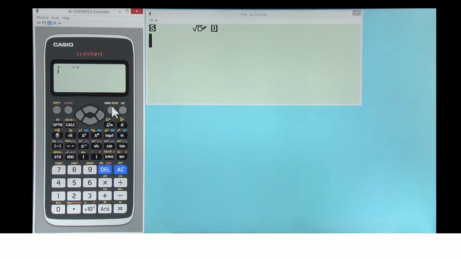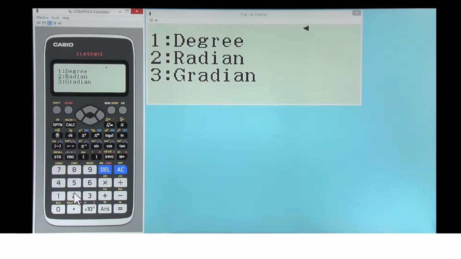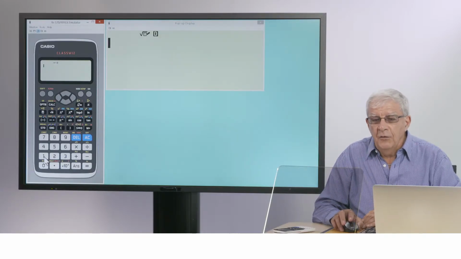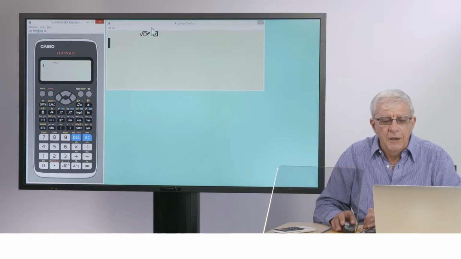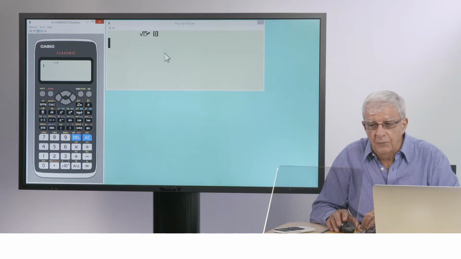So tap shift and setup, and you can see number 2 is where we choose an angle unit. There's a choice between degrees and radians and gradians. We'll choose number 1 for degrees. And notice when we've done that, on the screen there's a little D up here to indicate that choice, so you always know what has been chosen.